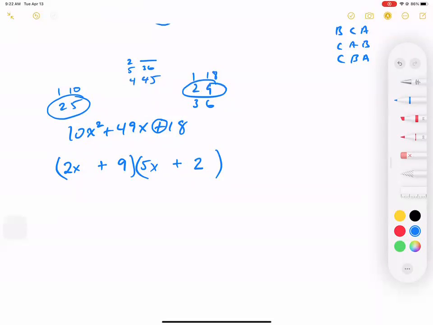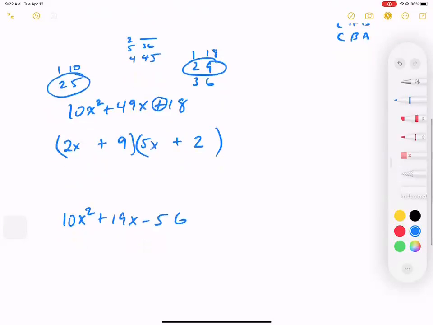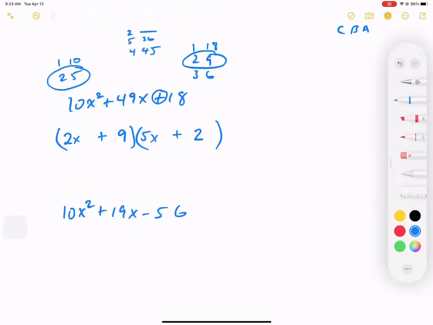Okay, let's do 10x squared plus 19x minus 56. Now the problem is this 56 here is kind of a big number, and there might be some possibility we might not have remembered all the multiples to become 56. So I'm going to just write it out. On the left side, let's do the 10, 1 and 10, and 2 and 5. These are my possibilities for 10. And 56 is 1 and 56.